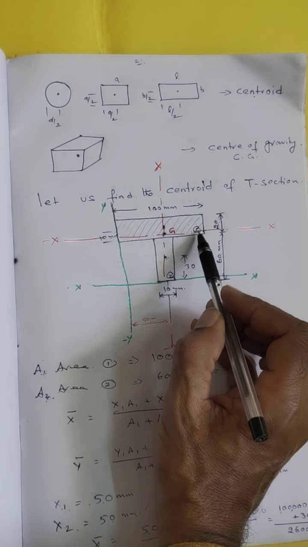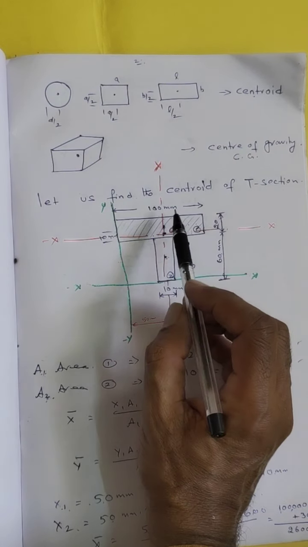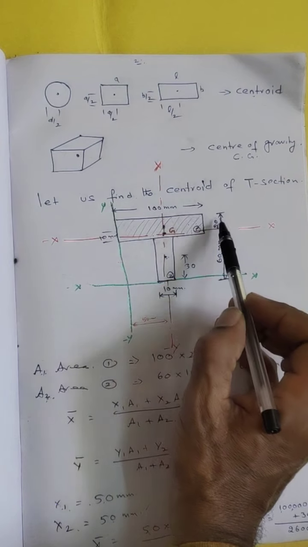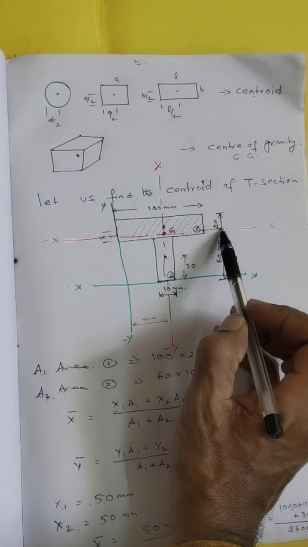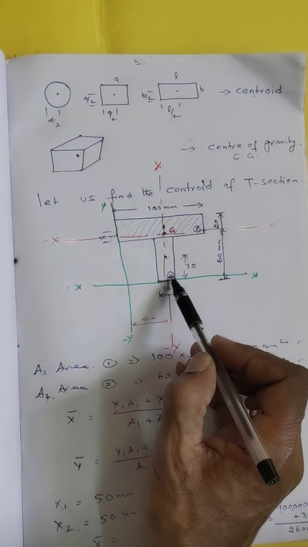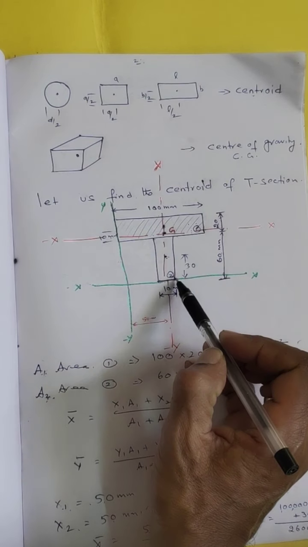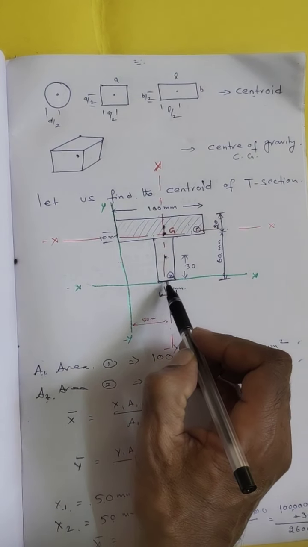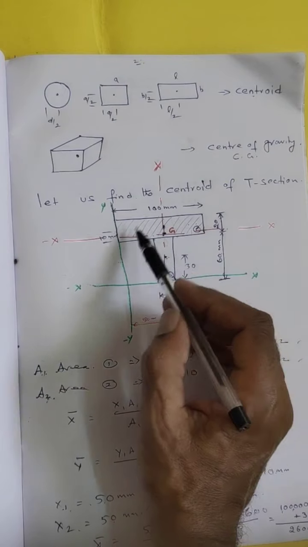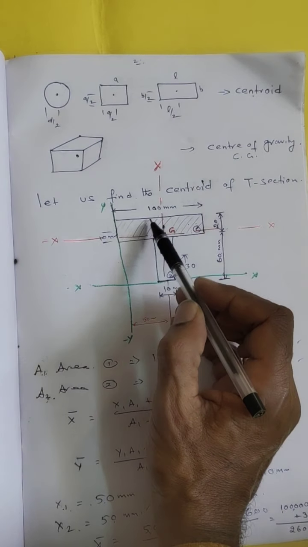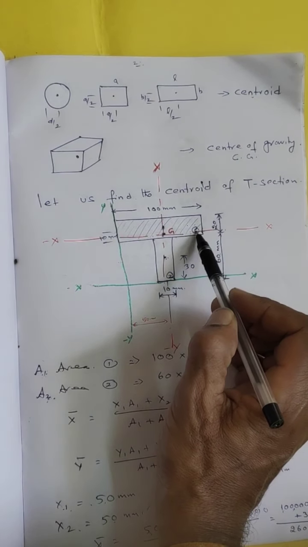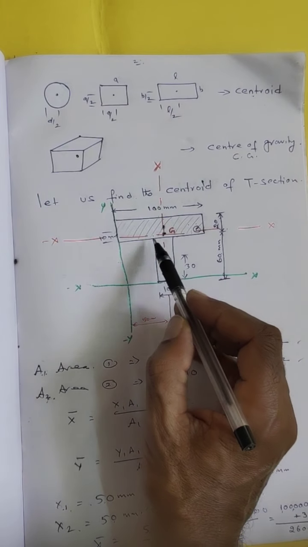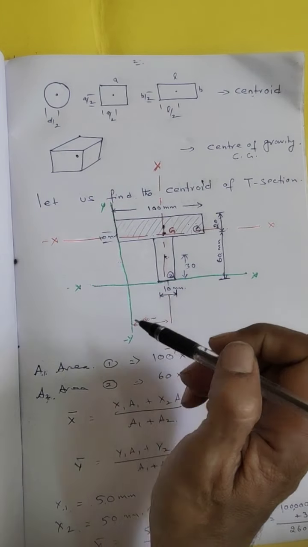The first section dimension is 100 mm length and 20 mm width. Whereas the second section is 60 mm height and 10 mm width. So we are dividing into two portions, and one can be shaded like this. It's marked 1 and 2. Okay, this is the second section.